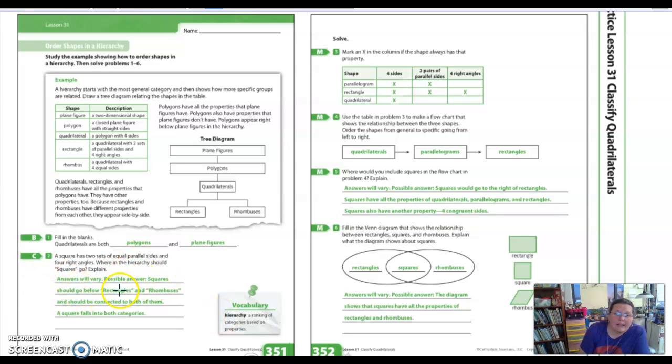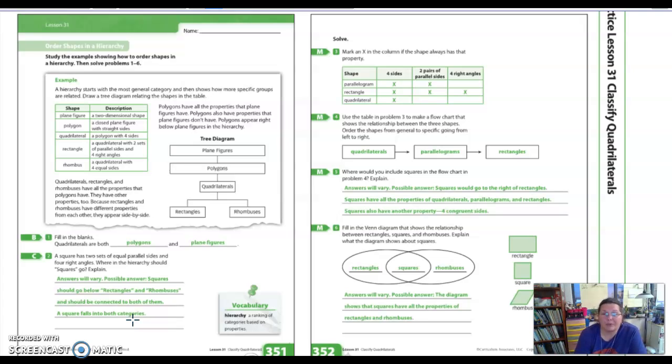So to write that out, you could say squares should go below rectangles and rhombuses and should be connected to both of them. A square falls into both categories. Something along those lines. I don't expect that to be word for word verbatim, but I expect it to be something like that. It definitely should say below or beneath both rectangles and rhombuses and connected to both of them.